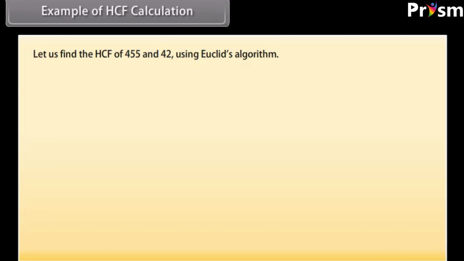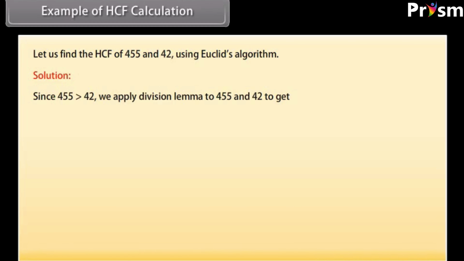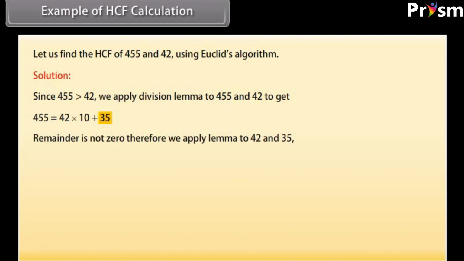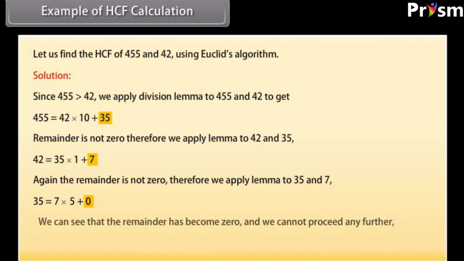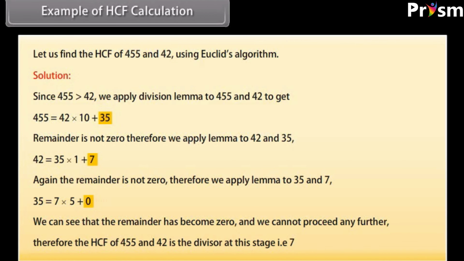Example of HCF calculation. Let us find the HCF of 455 and 42 using Euclid's algorithm. Solution. Since 455 is greater than 42, we apply division lemma to 455 and 42 to get 455 = 42 × 10 + 35. Remainder is not 0, therefore we apply lemma to 42 and 35. 42 = 35 × 1 + 7. Again, the remainder is not 0, therefore we apply lemma to 35 and 7. 35 = 7 × 5 + 0. We can see that the remainder has become 0 and we cannot proceed any further. Therefore, the HCF of 455 and 42 is the divisor at this stage.